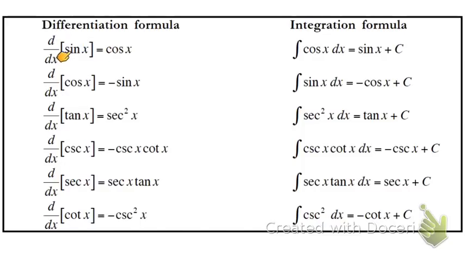So for example, the derivative of sine of x is cosine of x, and then over here on the integral side, you can see the integral of cosine is back to sine again. And essentially, they're just going back and forth, so just switching the left and right with integrals and derivatives.